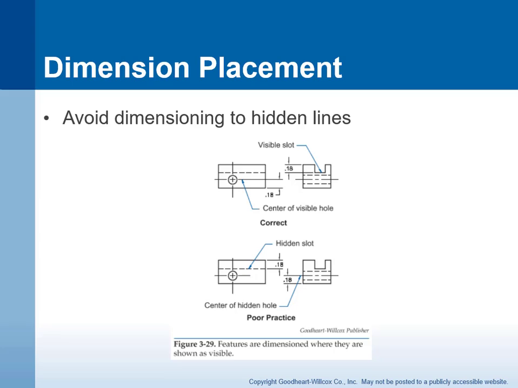Avoid dimensioning to hidden lines. What we've done here is poor practice. We've dimensioned to this hidden line in the slot. What you really want to do is dimension to the view where you can see the slot. And the center of the hole is visible, and that's probably the best place to put the dimension for the location of the hole, where the hole is visible. So avoid dimensioning to hidden lines, and dimension holes to the view where you can see it's a hole.